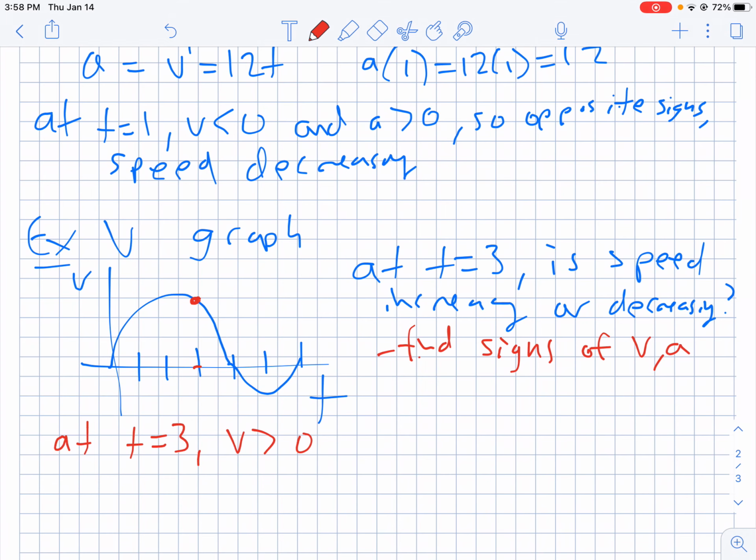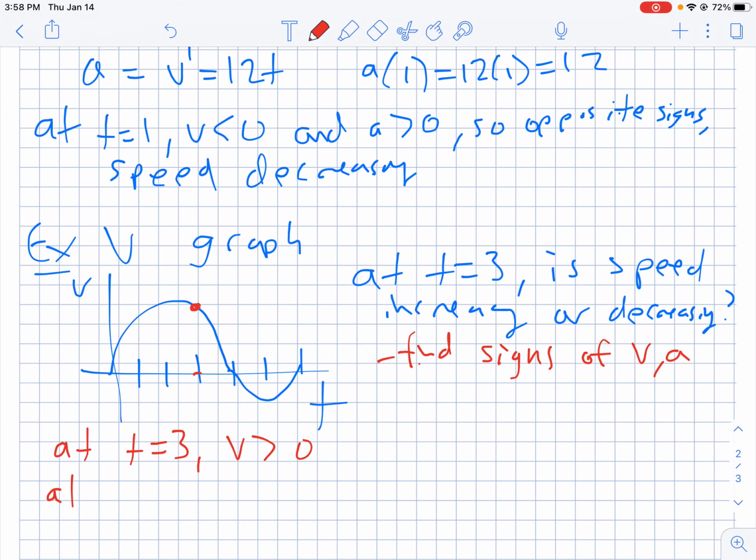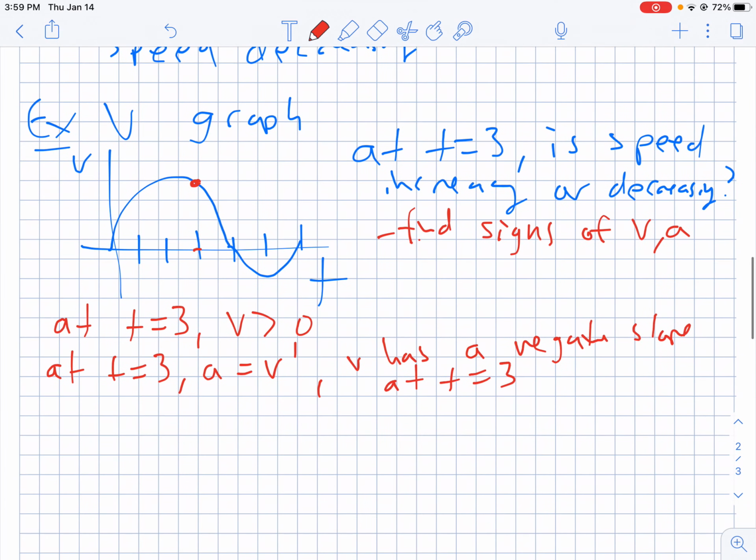We're above the axis. Also at t equals 3, my acceleration is the slope of velocity. It's the derivative of velocity. And my v has a negative slope at t equals 3. So that means that my acceleration is negative. Okay, so again, we say at t equals 3, my velocity is positive, but my acceleration is negative. So that means that my speed would actually be decreasing.